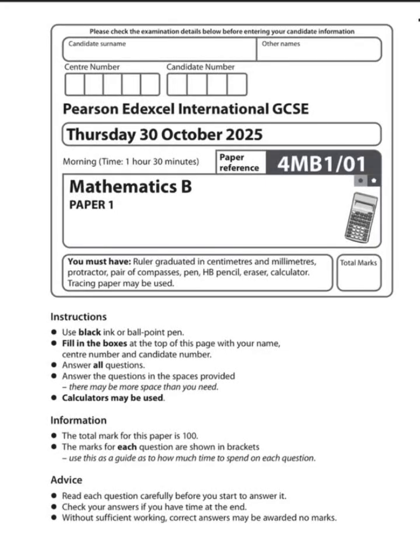Everyone. In today's video, we'll be working through questions 1 to 4 from the Edexcel IGCSE Math B, October 2025, paper 1. So hopefully you can understand the method as well as the answer. Alright, let's jump in.